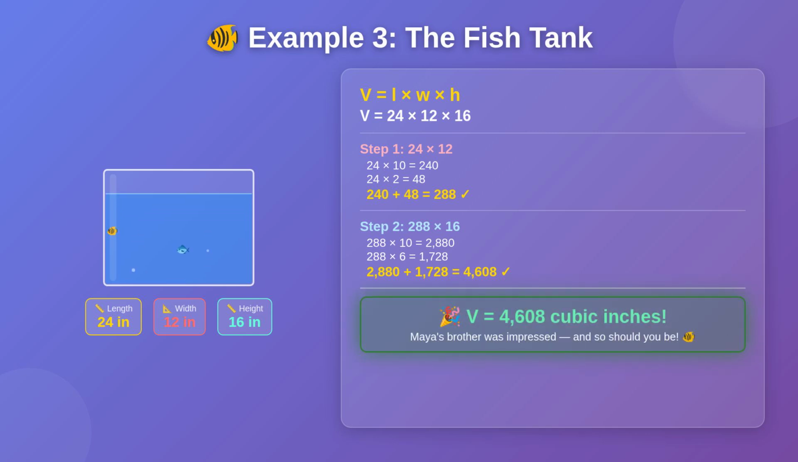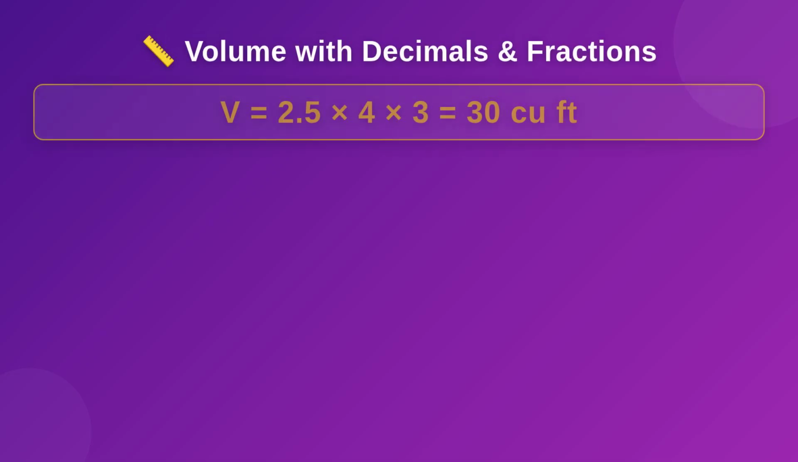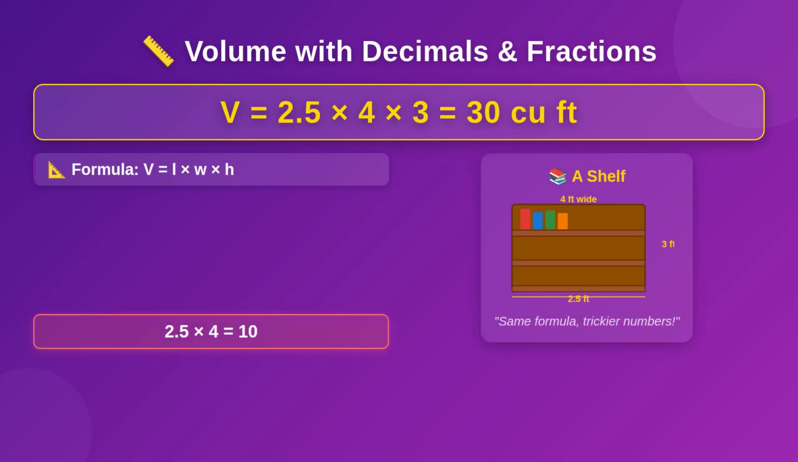Now, 288 times 16. 288 times 10 is 2,880, and 288 times 6 is 1,728. Adding those, 2,880 plus 1,728 equals 4,608. So the fish tank has a volume of 4,608 cubic inches. Maya's brother was impressed, and so should you be.